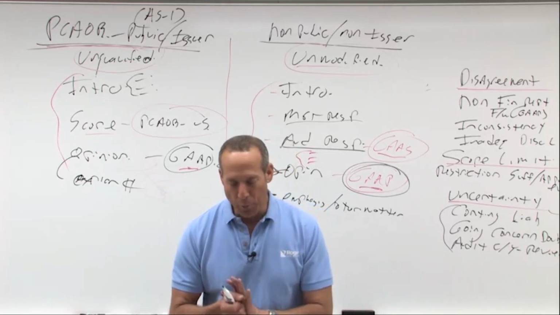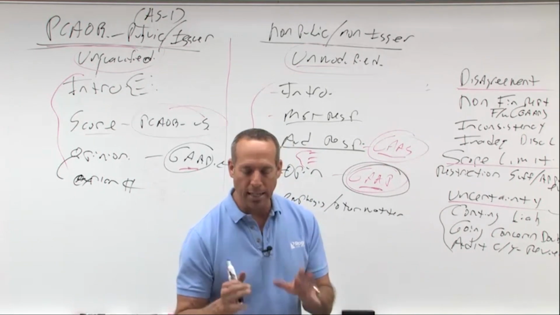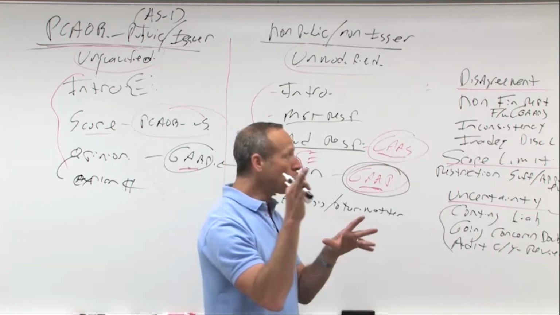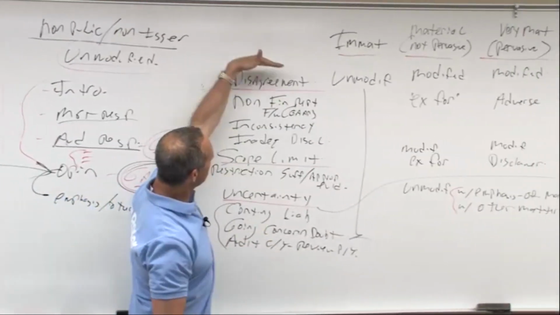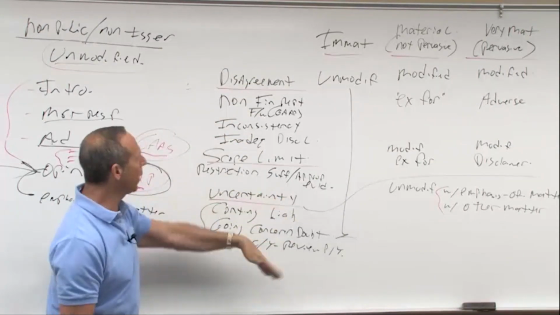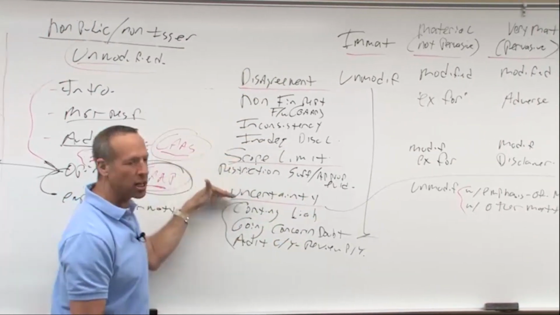All right, chart for audit reports. So when we look at this, we're looking at the different types of opinions. Now with the chart for audit reports, first of all, we have three different situations, basic situations. We have disagreement, scope limit, and uncertainty.